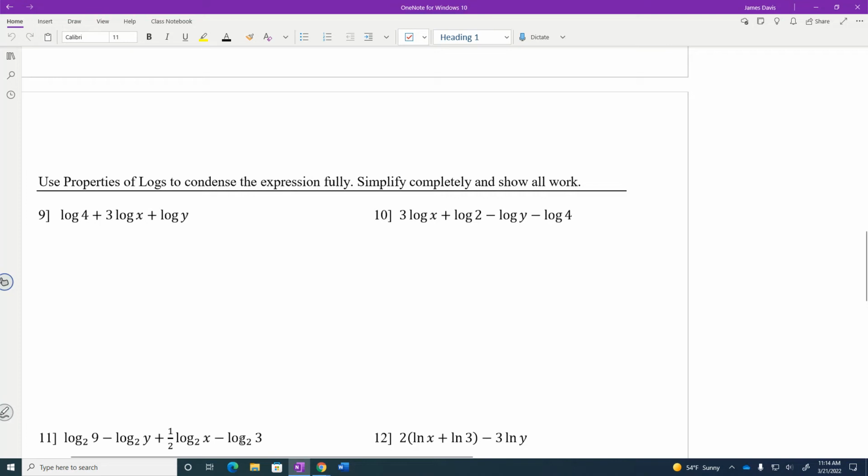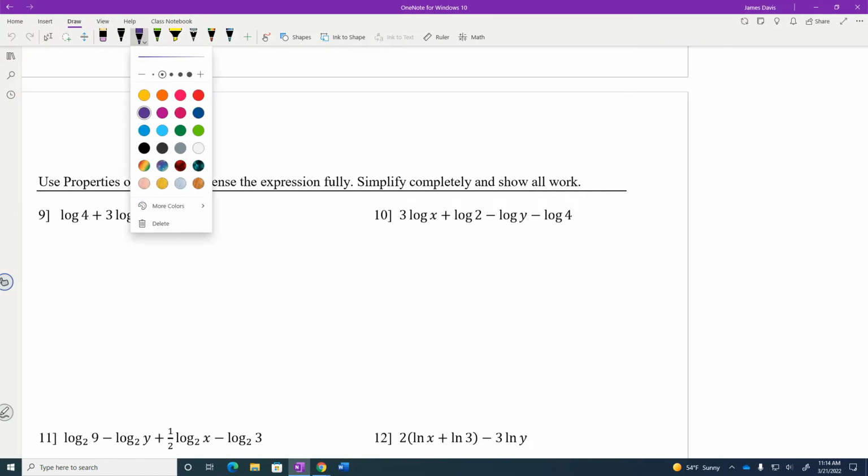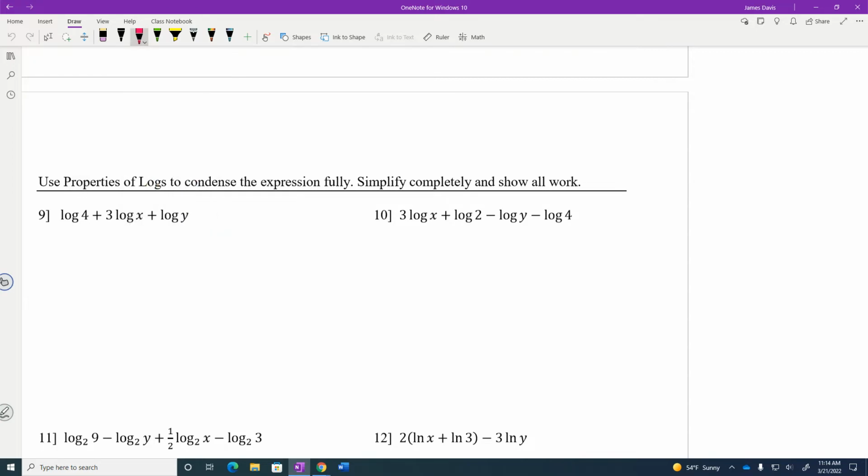Top here, but the properties are going to be the ones we've been using for the last few days: addition, multiplication, subtraction, division, and then the numbers in front can be exponents. So we're going to use those three. But in general, the first thing that you normally want to do is, if there's numbers in front, like here and here, take those up as the exponents first.